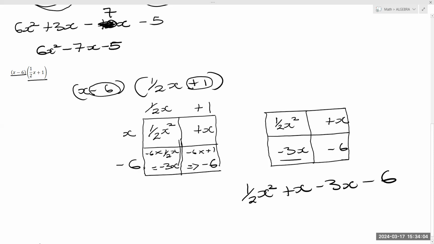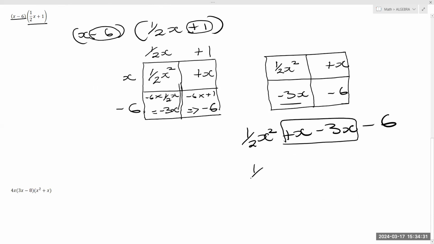So you can see x squared is the highest degree of x here, which is fine, right? So let's see, is there anything else that we can do? Yes. X minus 3x, that will be minus 2x or negative 2x, however you want to write it. This will be half x squared minus 2x minus 6. And this will be your final answer.